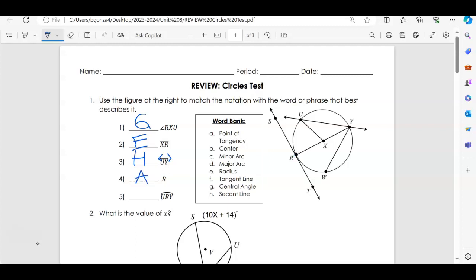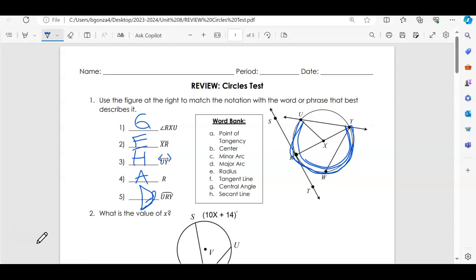Okay. Now, arc URY from U to R, and it keeps going all the way to Y. Do you see how that's more than half? That is a major arc. All right, number two.